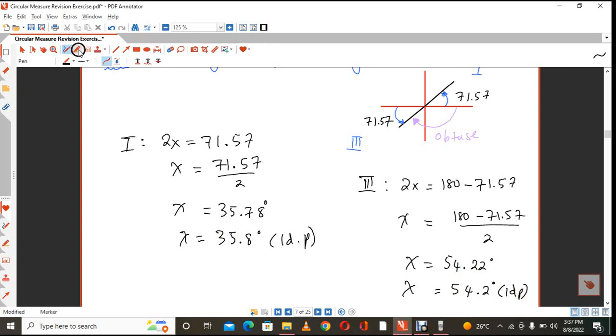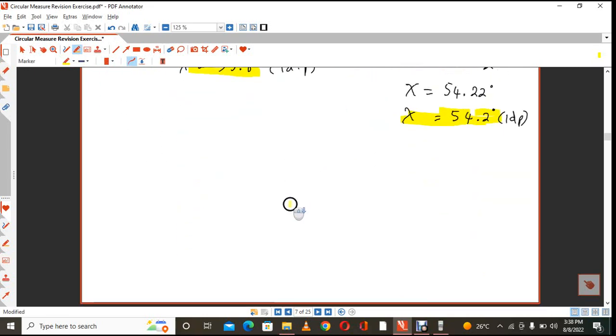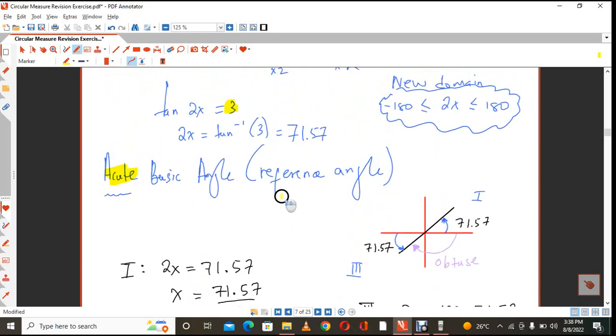All right, so the solutions therefore are x is equal to 35.8 and x is equal to 54.2 degrees. Hopefully this has opened up some much needed revision work that you needed to consider.